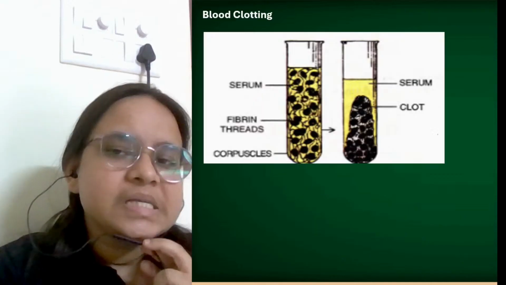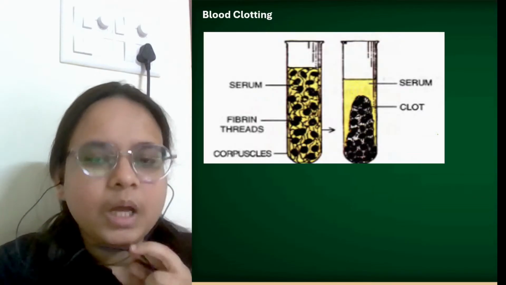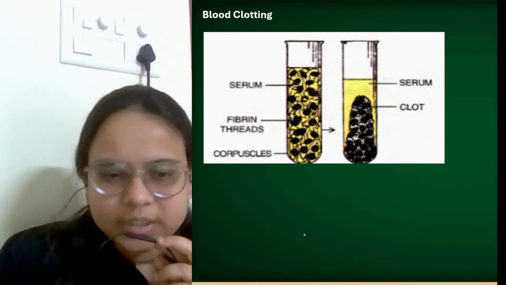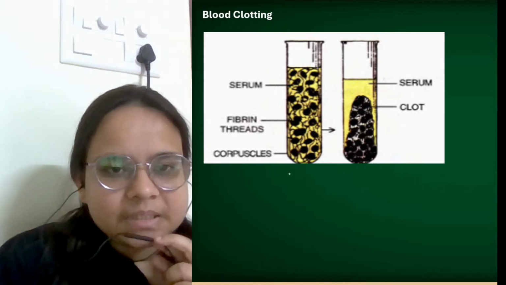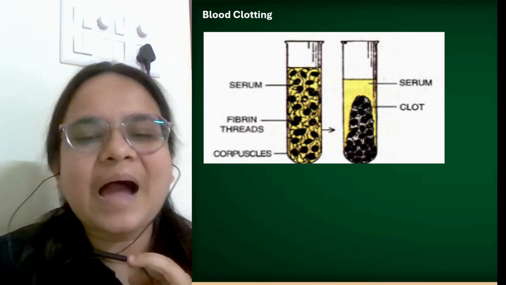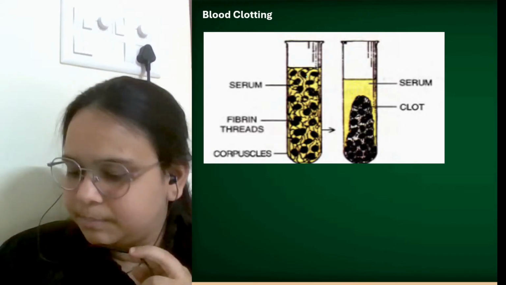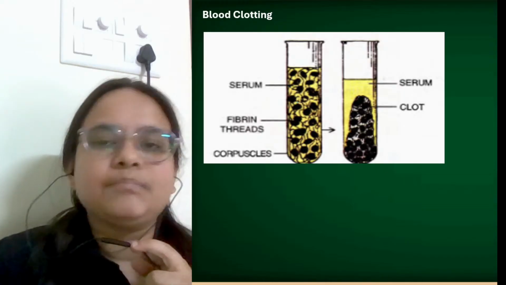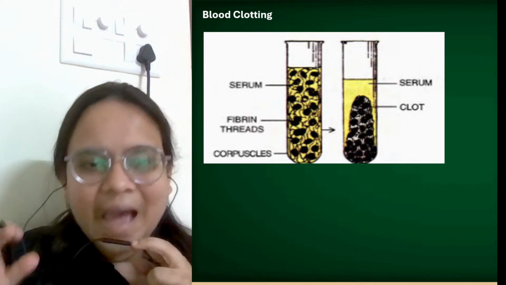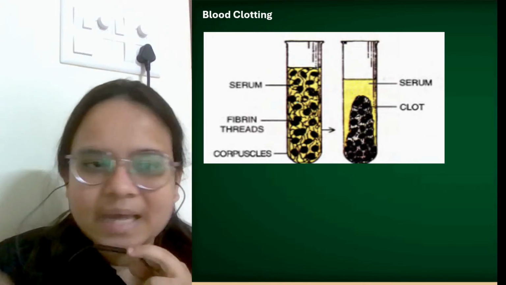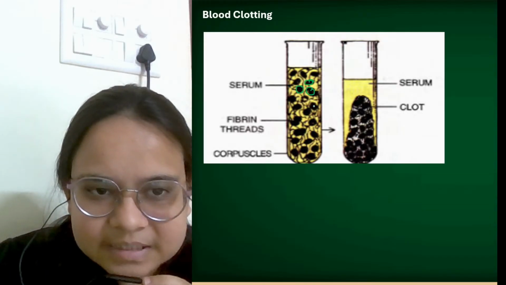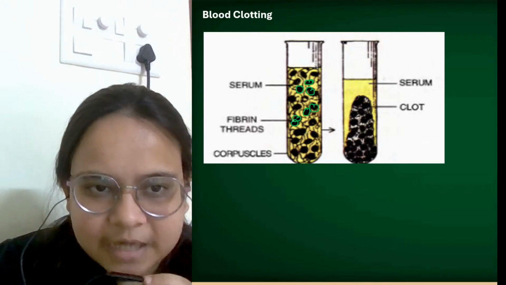Basically, today we are going to start with the blood group mechanism. Before I start with it, I just want to brief a little bit about the blood clotting. This is a test tube in which we have taken the plasma of the blood. We have left the plasma for some minutes, and we can see that some clots are being formed inside this plasma.